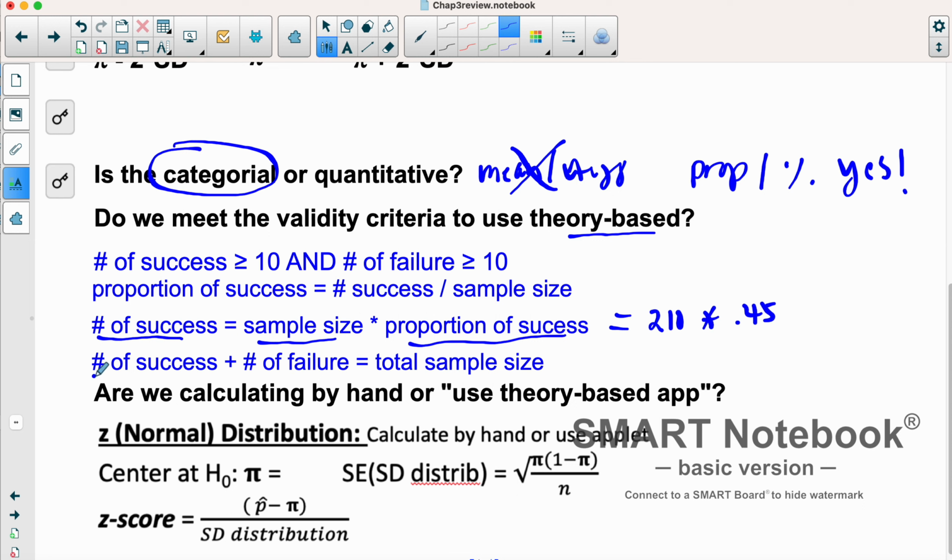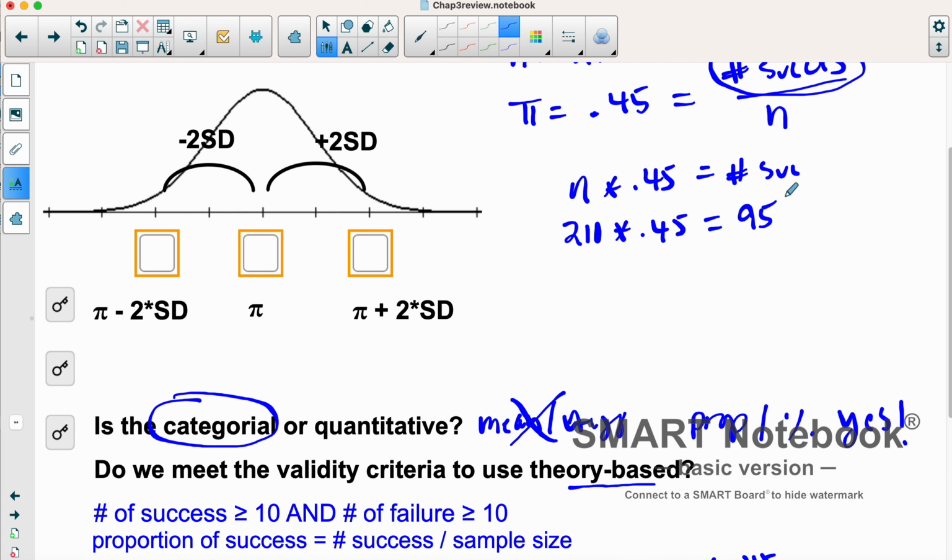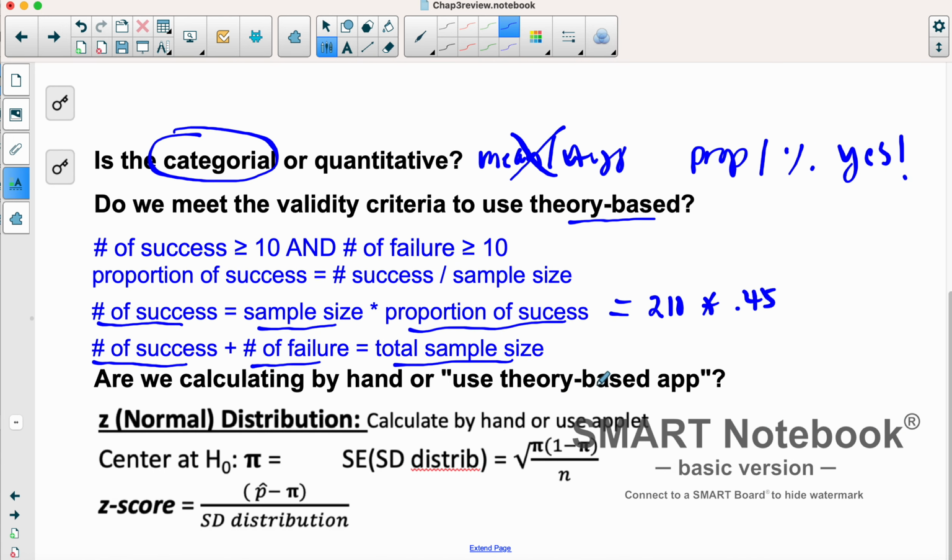The number of successes plus the number of failures equals my total sample size. So if the number of successes is 95, I've got 95 plus some other number equals 210. If I solve for that, my number of failures is 115. So that does meet the criteria to use the theory-based approach.